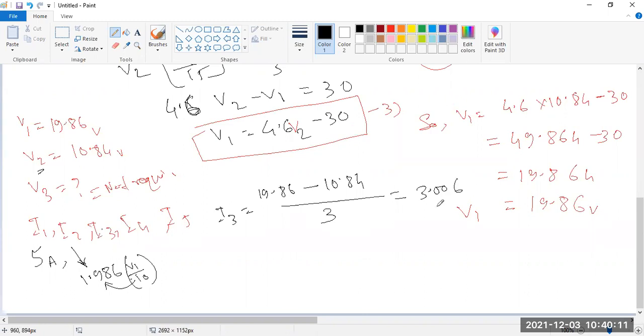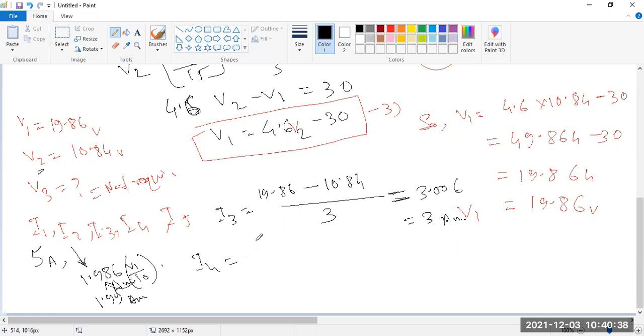3.00. Use your calculator. It may be something wrong, then you can correct it, because I am doing it with you. So it is coming 3 ampere. You can terminate with 1.99 ampere. Okay, this is 3 ampere. I3 is 3 ampere. Now we can find the I4.